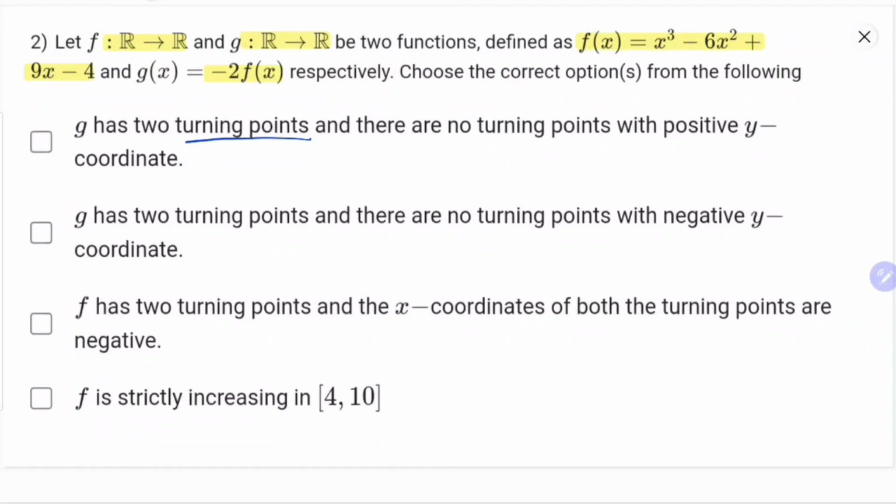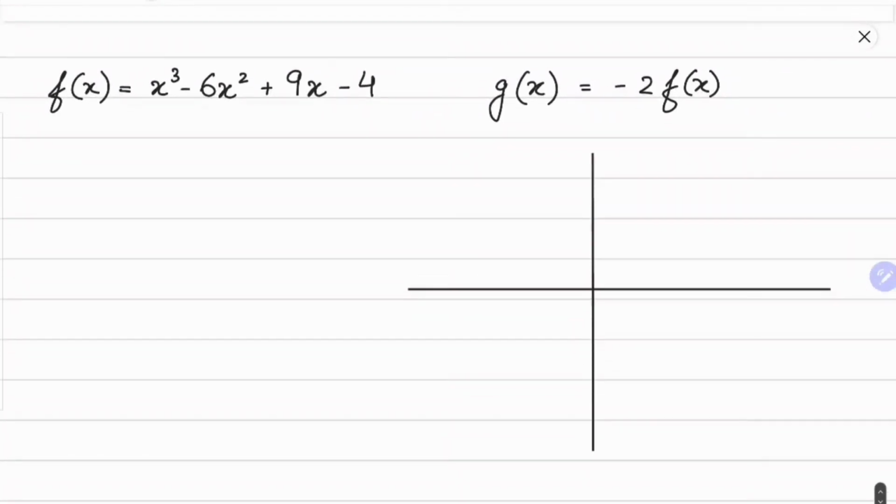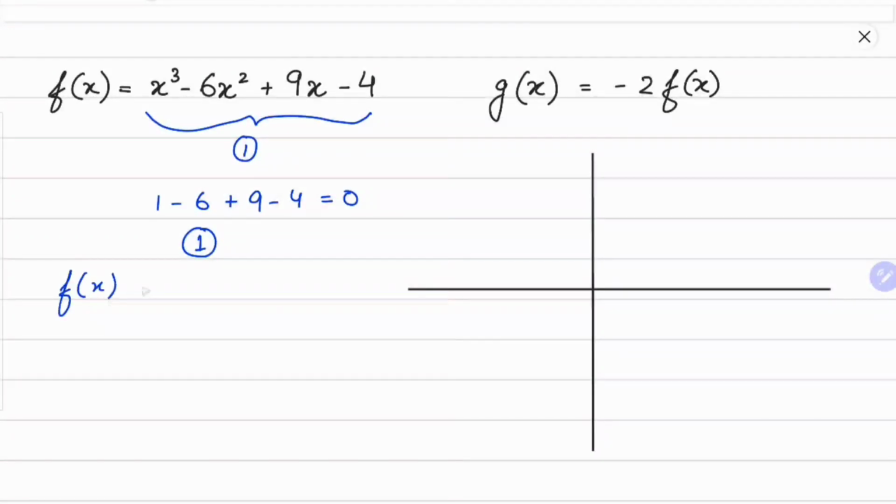Okay, so we are given that f(x) is equal to x cubed minus 6x squared plus 9x minus 4. If you see, you can clearly notice that 1 is a root of this equation, that is, 1 minus 6 plus 9 minus 4 is equal to 0. So yeah, 1 is a root. So f(x) has a factor x minus 1. Okay, so basically at 1 it will be touching the x-axis.